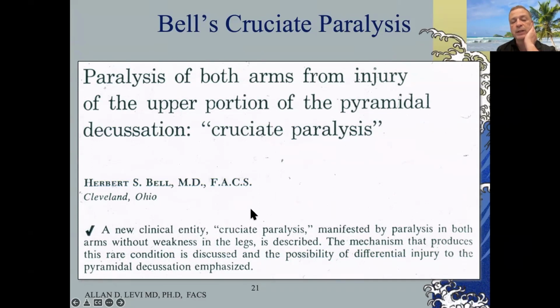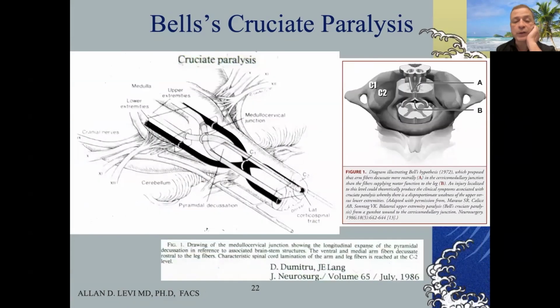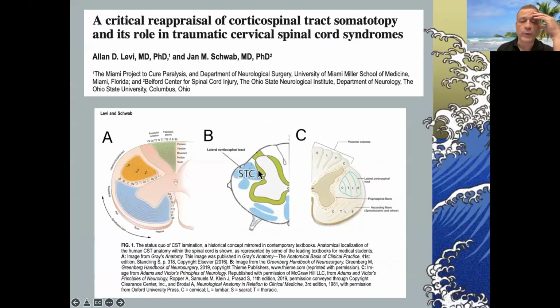Bell's cruciate paralysis is basically central cord syndrome in a patient who has an upper cervical cord injury. It was described by Bell, and they present similarly with weak hands, strong legs. And it was also felt that the reason for this differential presentation of arms and legs is that there was a decussation difference in the arm and leg fibers at the cervicomedullary junction. We know that the corticospinal tract decussates at the medullary pyramids, and he hypothesized based on some old literature that they decussated at different levels, that you picked off the arm fibers, and that's why you got weak arms and strong legs.